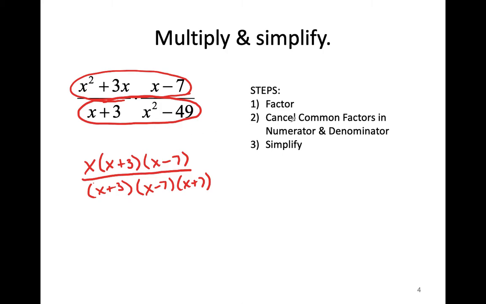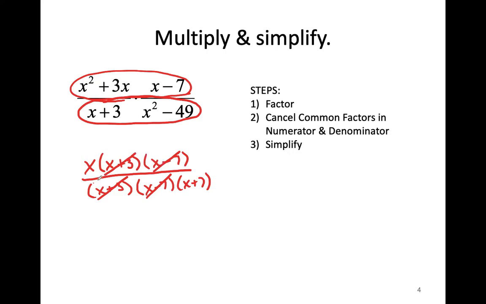So now let's go ahead and cancel our common factors in the numerator and the denominator. So these x plus 3's are gone. x minus 7, gone. All right, and now we just write what we have left, okay?